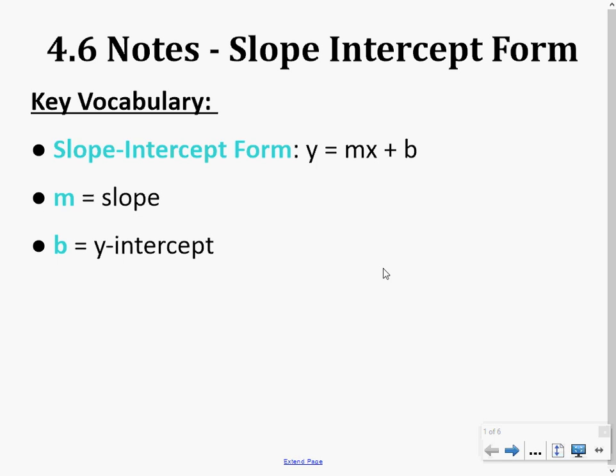Hi everybody, this is going to be a video over slope-intercept form of linear functions. Now, you're probably already familiar with this form. You probably saw this in previous years. Our slope-intercept form is y equals mx plus b, where m is the slope of our linear equation, and b is representing the y-intercept of that linear equation.